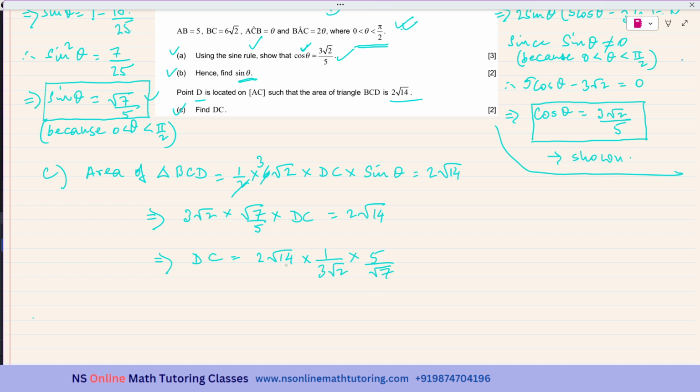Now this root 14, what is this? Square root 14 is equal to square root of 2 times 7. And this can be written separately because these two are connected by this multiplication sign. So I can write this as square root of 2 times square root of 7. So I'm having square root of 2 times square root of 7 in the numerator, and square root of 2 and square root of 7 in the denominator, so they will be cancelling. So therefore DC is equal to 10 over 3 units.